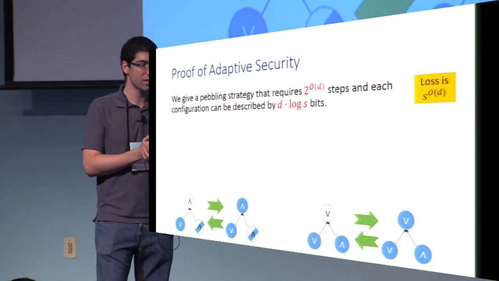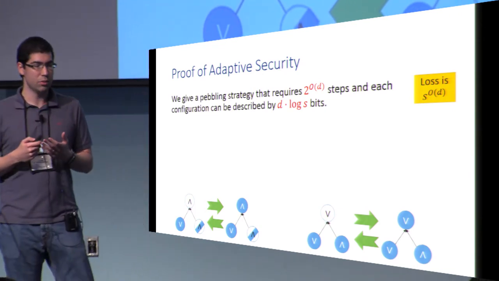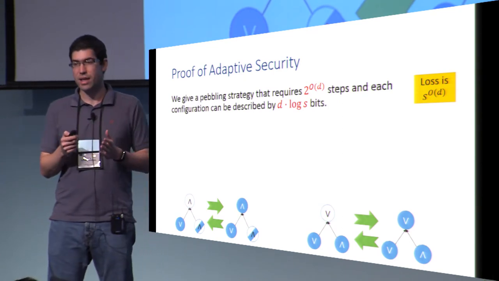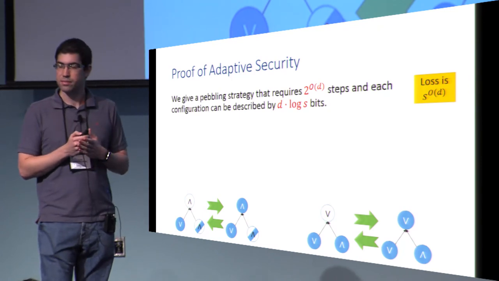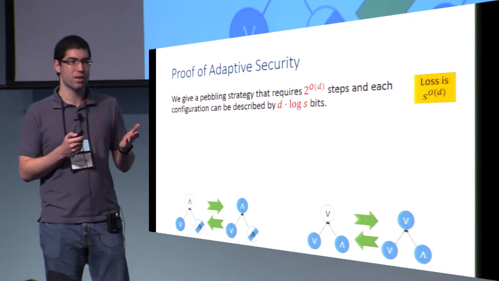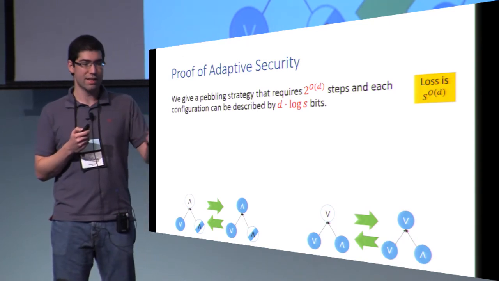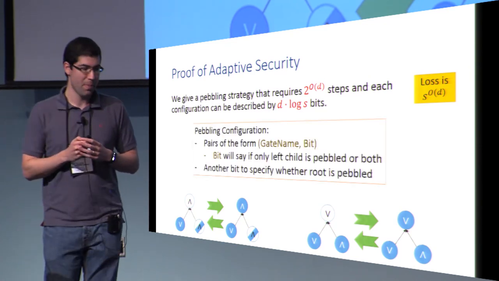And our result is a pebbling strategy that requires 2 to the d moves or pebbling steps. And in every step, every pebbling configuration requires only d times log s bits. And here is where our loss s to the d comes from, by just guessing the description of the pebbling configuration in each two consecutive steps.